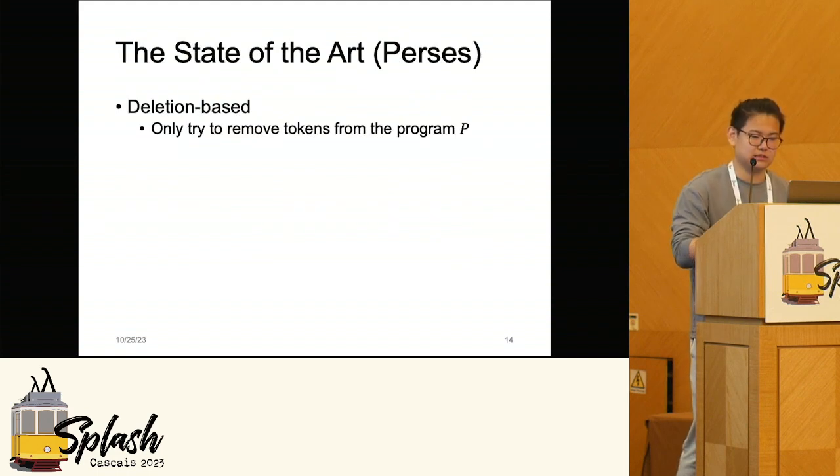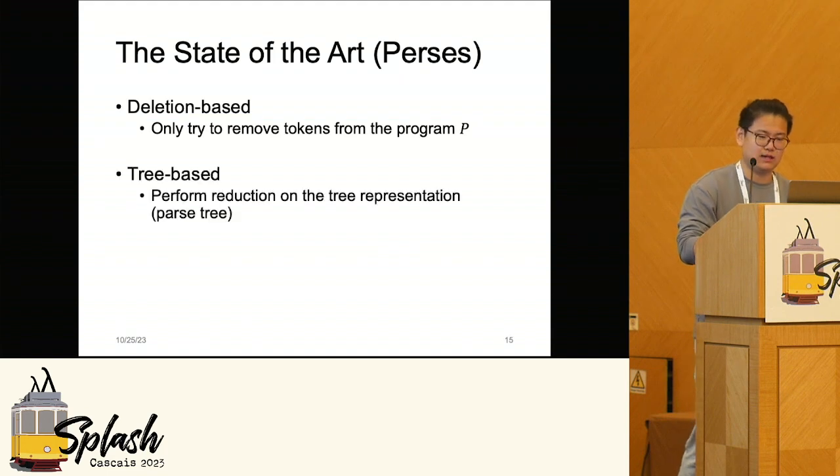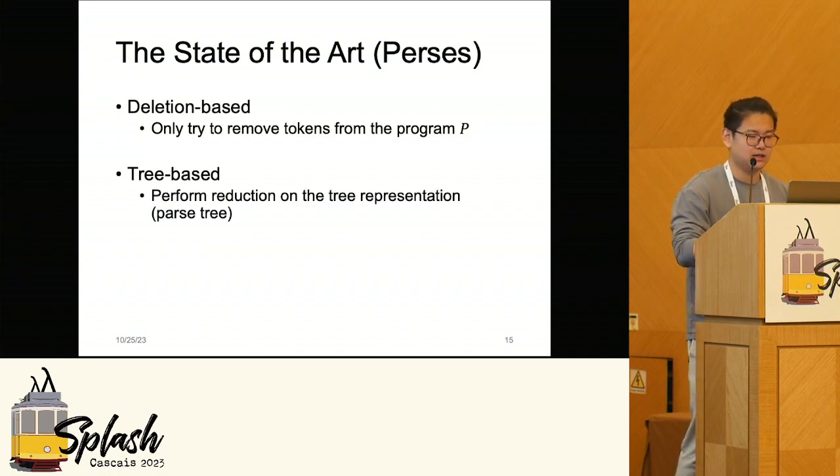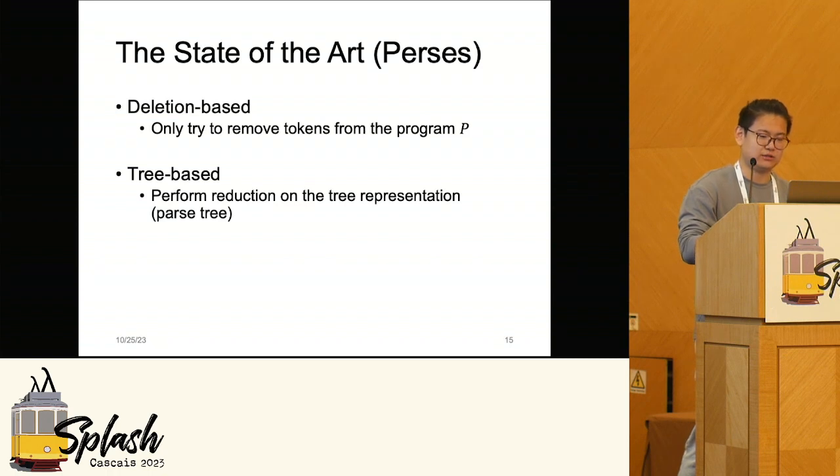So Perses was the state-of-the-art language-agnostic program reducer. It is deletion-based, which means it only tries to remove tokens from the program. And meanwhile, it is tree-based, which means it performs reduction on the tree representation of the program. Specifically, it will first parse the program to get the parse tree, and then try to delete nodes in the parse tree in a top-down manner.